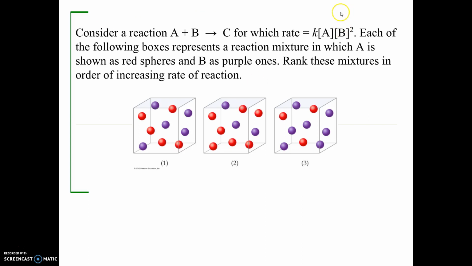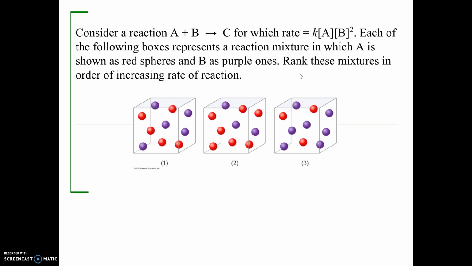Taking a look at this equation, you can see the rate law is right here. All of the A's are the red spheres and all of the B's are the purple ones. So we're trying to find which one would be the fastest. Taking a look at the rate law, I can see that any change in concentration of B will square that value in order to create a really fast rate, while any concentration of A won't square, it'll just do it to the first power, so it's not as great of an effect on the rate.